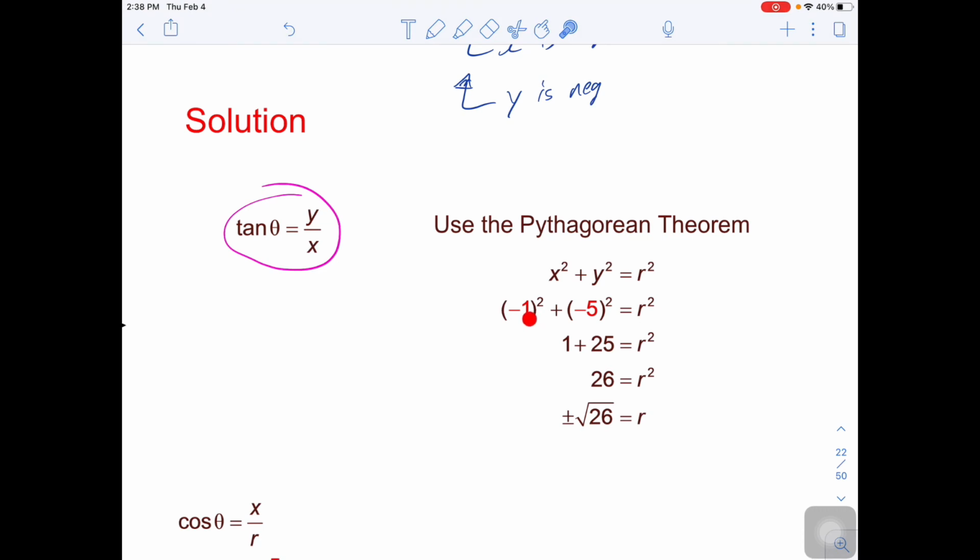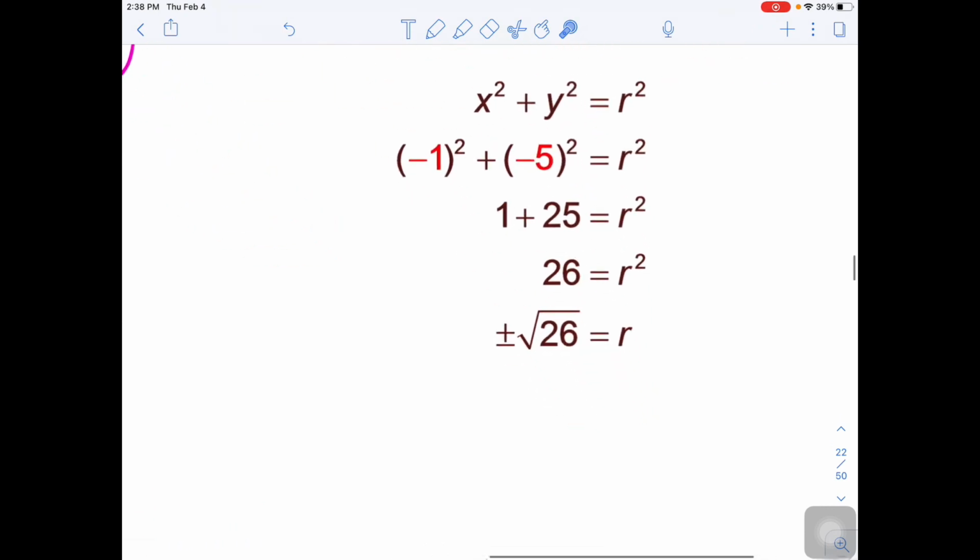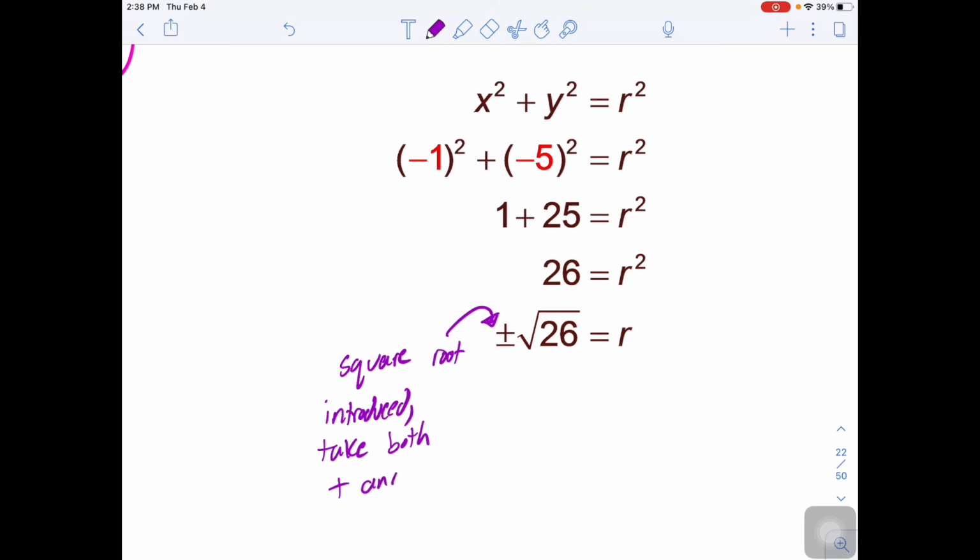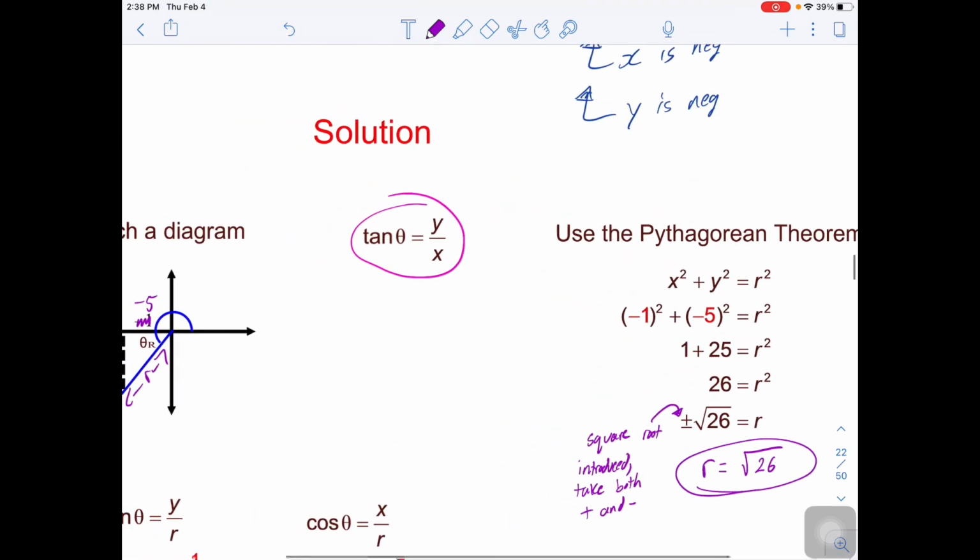So here, they just plug in our values. So negative 5 and negative 1 into x and y. And they figure out that r equals positive or negative root 26. Why is there a positive and negative there? Because they introduced the square root symbol, so you take both positive and negative. But you have to remember, r is always positive. So you're simply going to say, well, r equals root 26. Okay, so we're going to take the positive answer for that.